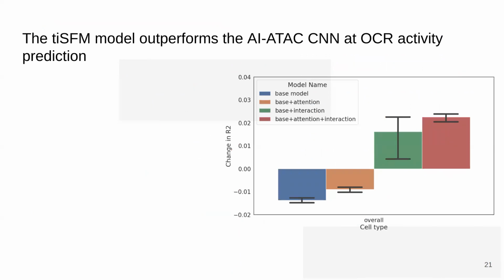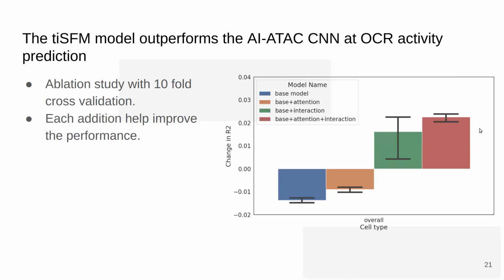So we can look at the performance of this model. Looking at the same data set predicting cell type z-scores, what we now look at is the change in R squared, so not the absolute, but the change in R squared over AI-TAC CNN, which is a baseline. And we use that as a baseline because it was actually optimized on this data set for this task. So the architecture was, we retrained it from scratch, of course.